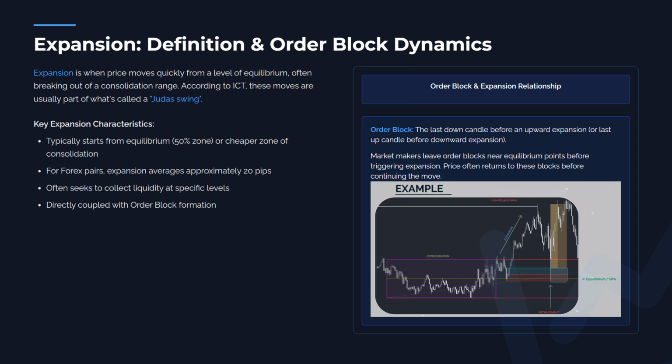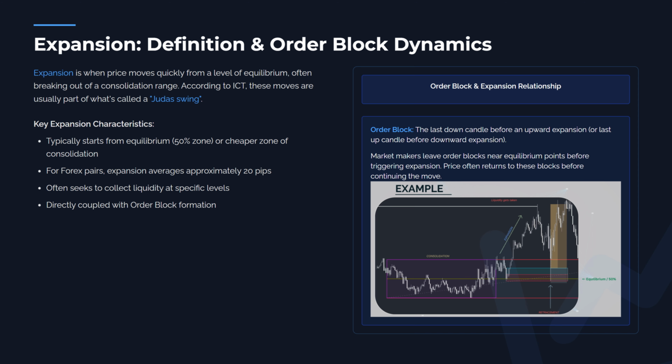Here's what's really happening. The institutions have finished building their positions during consolidation, and now they're ready to push the market in their favor. It's like a dam bursting. All that pressure gets released at once. In Forex trading, a typical expansion might be about 20 pips. That might not sound like much, but when you're positioned correctly, those 20 pips can represent significant profit.